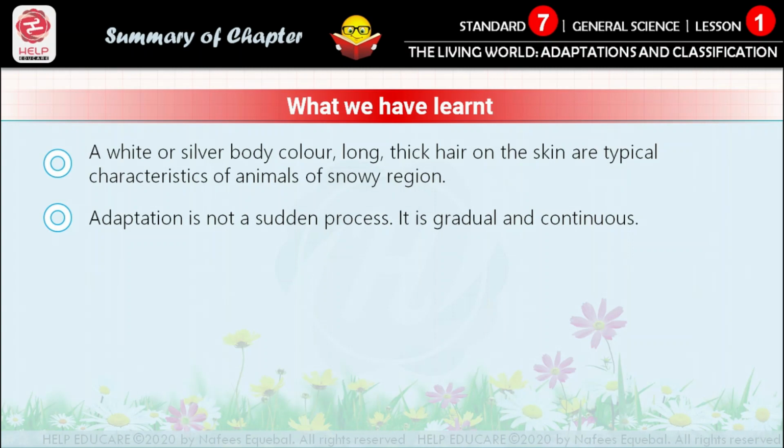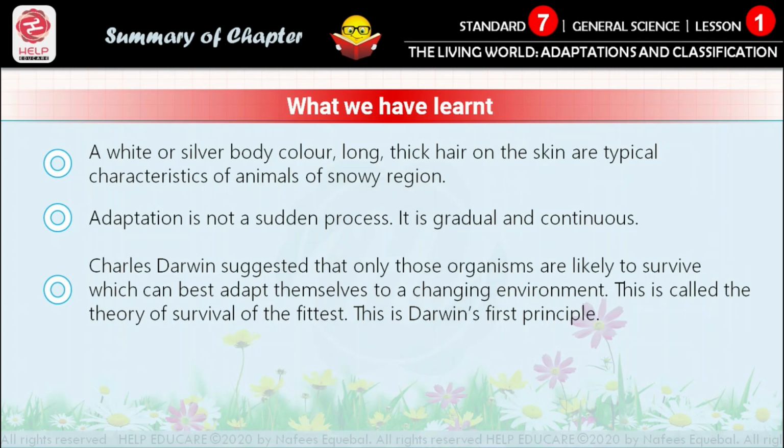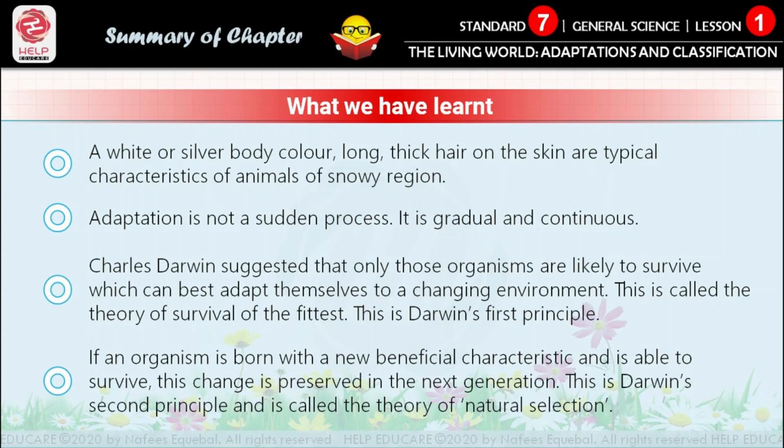Point number 12. Charles Darwin suggested that only those organisms are likely to survive which can best adapt themselves to a changing environment. This is called the theory of survival of the fittest. This is Darwin's first principle. Point number 13. If an organism is born with a new beneficial characteristic and is able to survive, this change is preserved in the next generation. This is Darwin's second principle and is called the theory of natural selection.